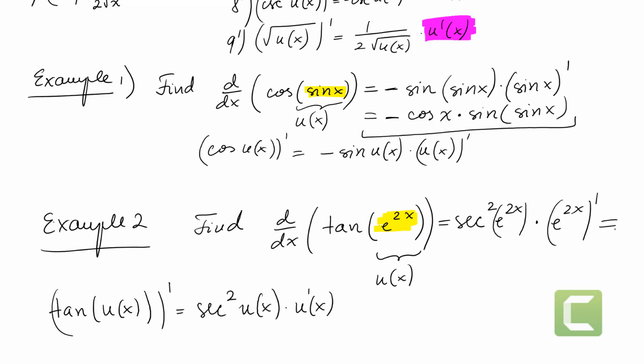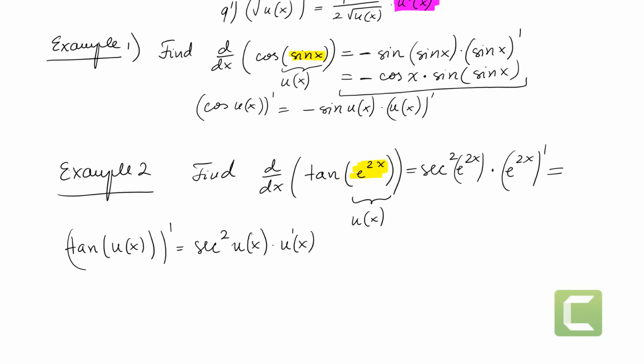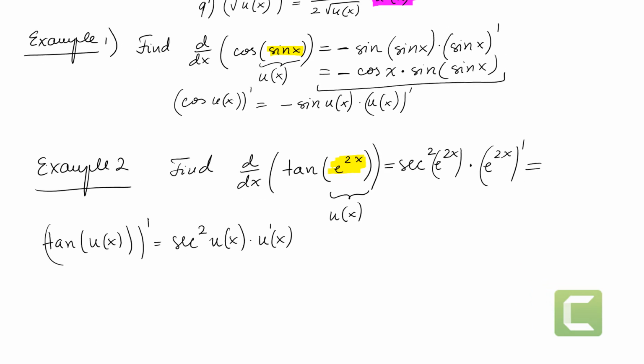Now, this one is an interesting problem, and the reason why I chose it this way is because now we want to differentiate e to 2x, and e to 2x is not a simple function like we had before. Instead of e to the x, I have e to 2x. So now I have another u of x. So it's applying chain rule one more time. So I'm going to continue this. So sometimes we have to apply chain rule more than one time.